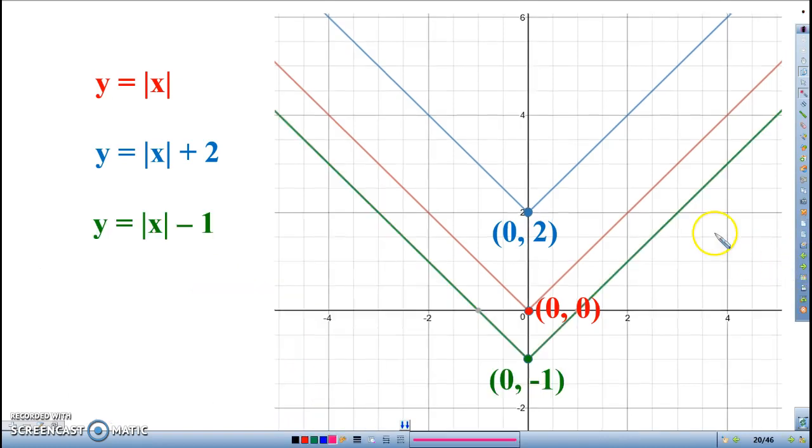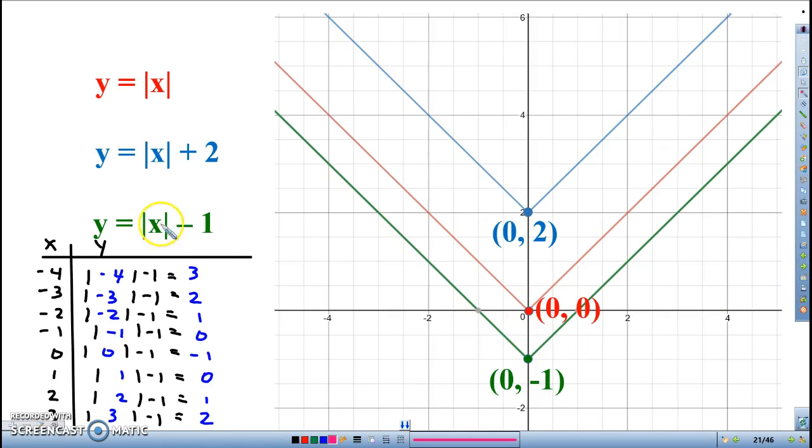What happens if I have absolute value of x then -1? That shifts the whole thing down by 1. Shortcut to finding the x value of the vertex: what do you have to put in here so that when you simplify you get 0? An x value of 0. That's our vertex. Do you see the reflection across the axis of symmetry?